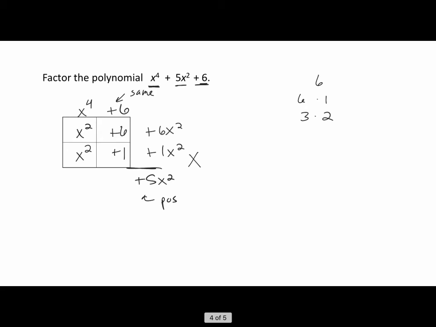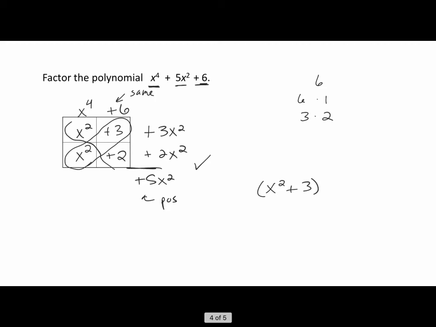That does not add up. So we're going to have to try the other factors and see if that works. A 3 and a 2, both positive, so positive 3x squared, positive 2x squared. That does add up to 5x squared altogether. So we have the factors that we want for this polynomial, an x squared plus 3 and an x squared plus 2.